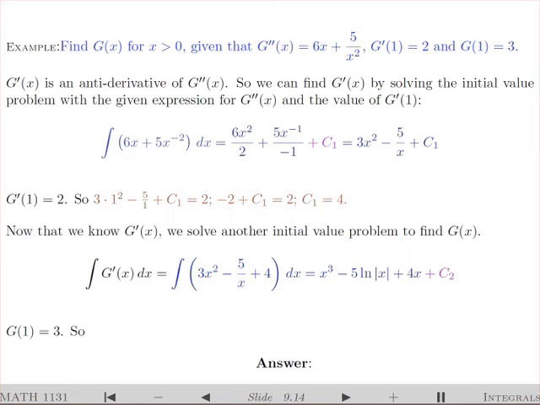To find this constant of integration, I am going to use the remaining piece of information, g of 1 equals 3. In other words, if I plug in 1 for x in this expression, I should get 3. So 1 cubed minus 5 ln 1 plus 4 times 1 plus C2 equals 3. ln 1 is 0. So the left-hand side simplifies to 1 minus 0 plus 4. That's 5 plus C2 equals 3. So C2 is 3 minus 5, or negative 2. And I put this value of C2 in here. That is the original function.